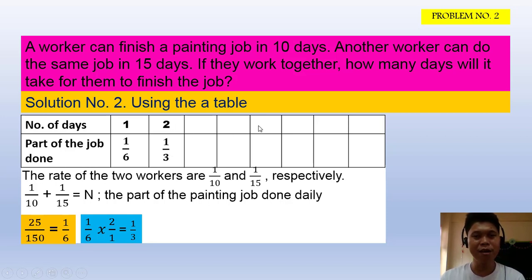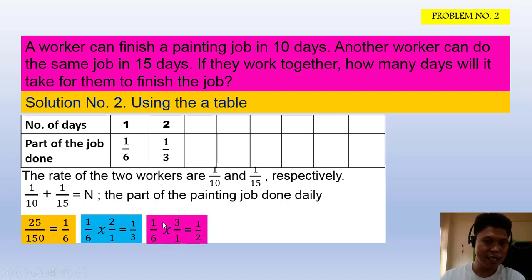Tapos, kailangan nating alamin kung ilang days bago 1 over 1, bago maging 1 whole, yung tapos na yung buong job. Okay? So, sa day 3 naman, magiging 1/6 times 3. So, pwede namang cancelan. 1 times 3 is 3, and then 6 times 1 is 6. 3 out of 6 is obviously, it is 1/2. May clue na tayo dito. Third day, kalahati na ng job ang natapos. Ibig sabihin, kumbaga, kalahati na. So, times 2 mo na lang yan. So, magiging 6 days.